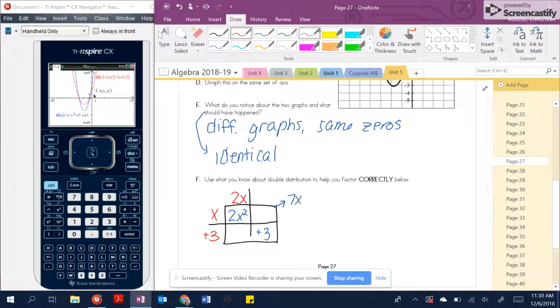And then I'm going to look here at this plus 3. 3 times what gives me 3? Well, that's easy. Isn't that just a positive 1? Wait a minute. I just found another binomial. Is this right? Is this my answer?